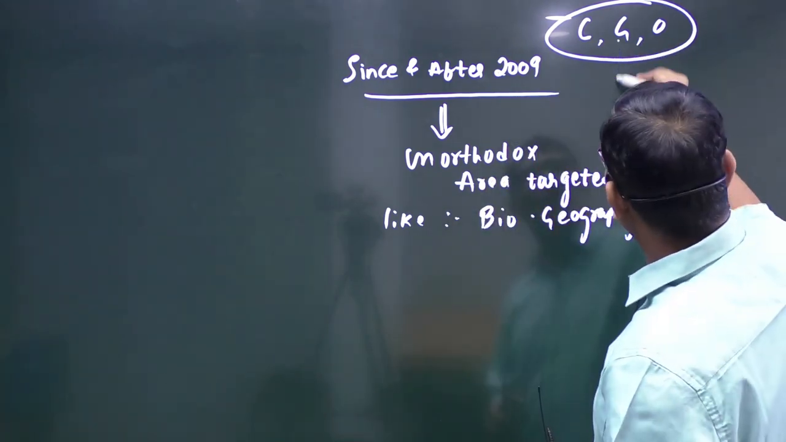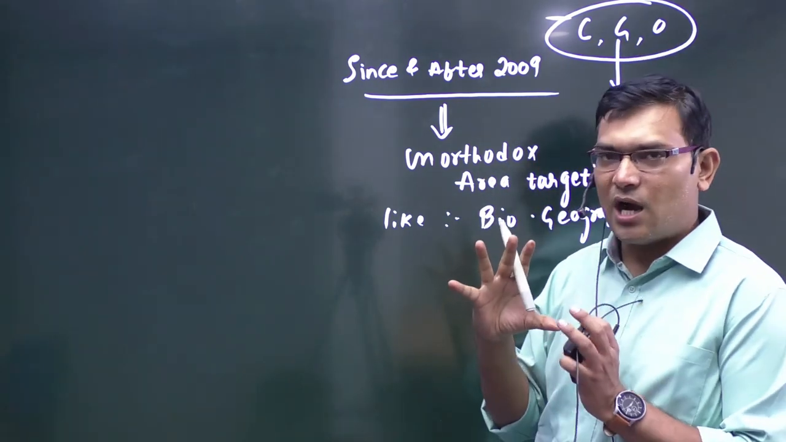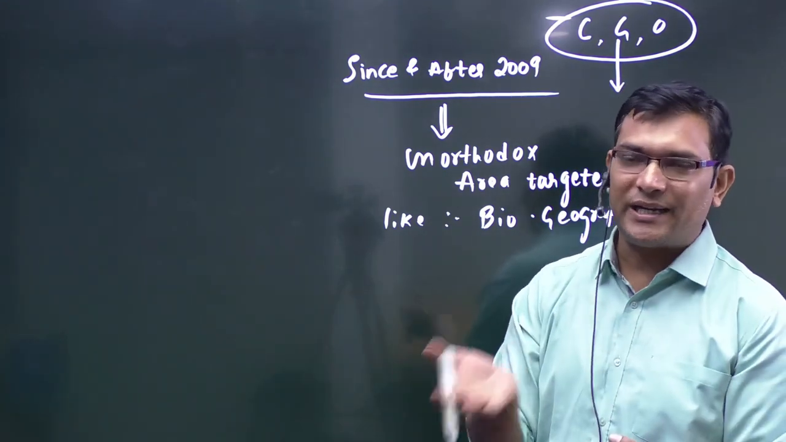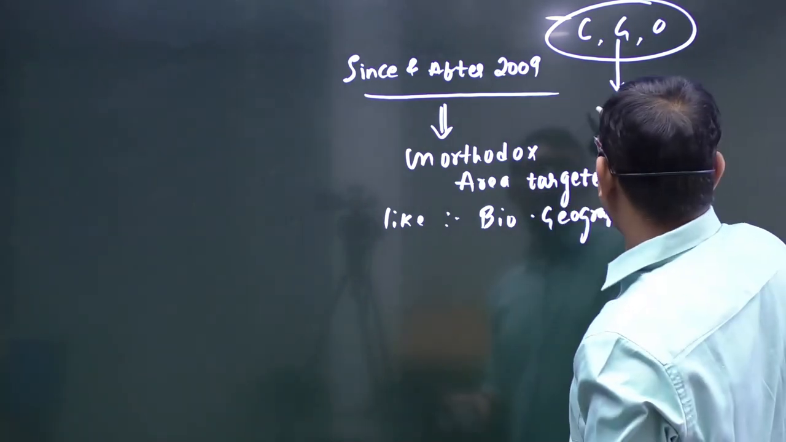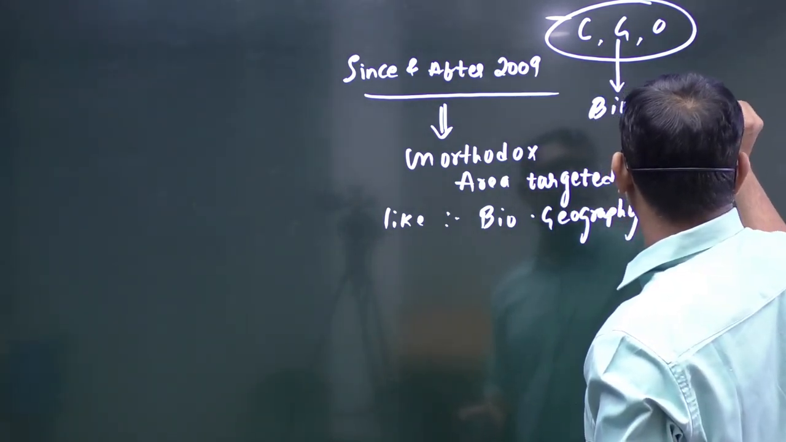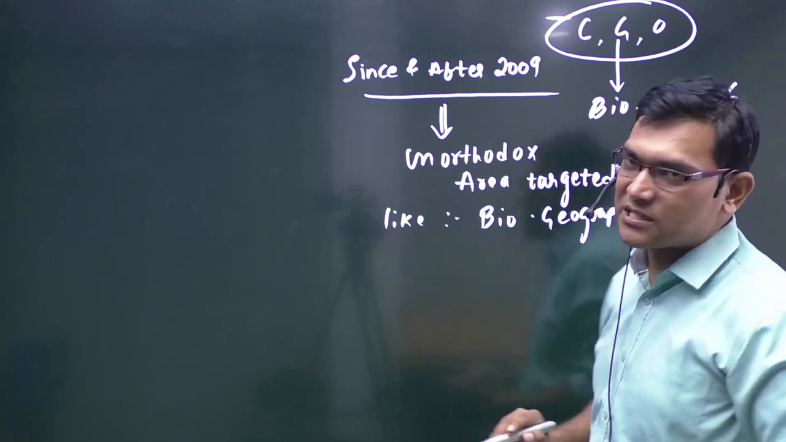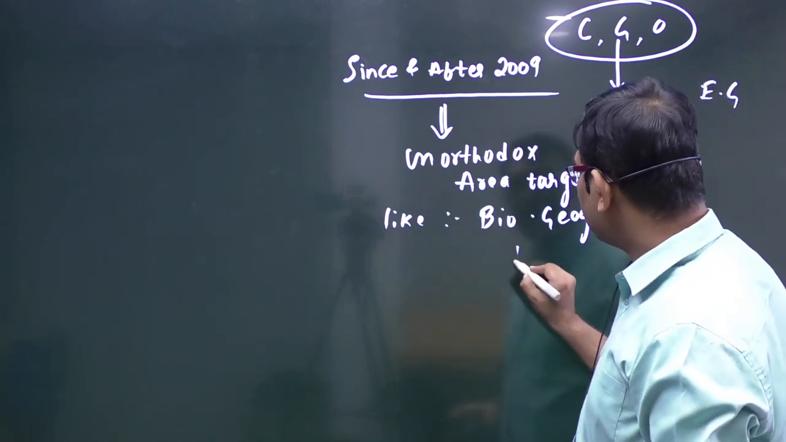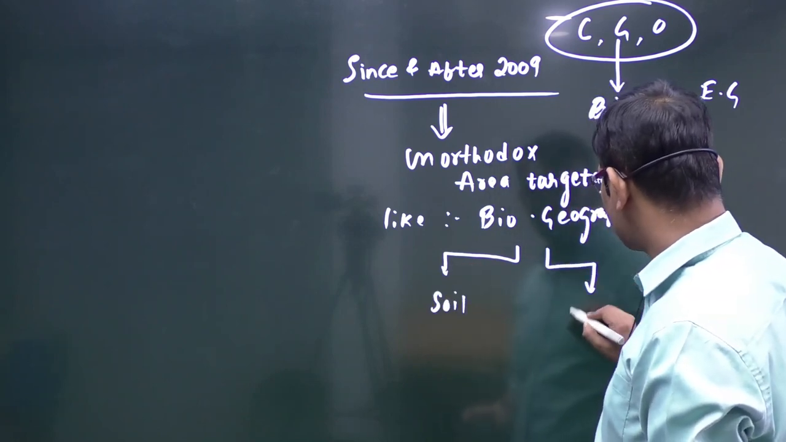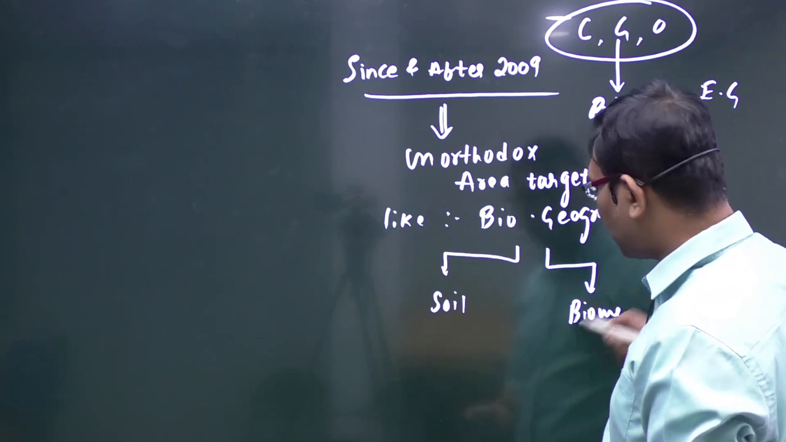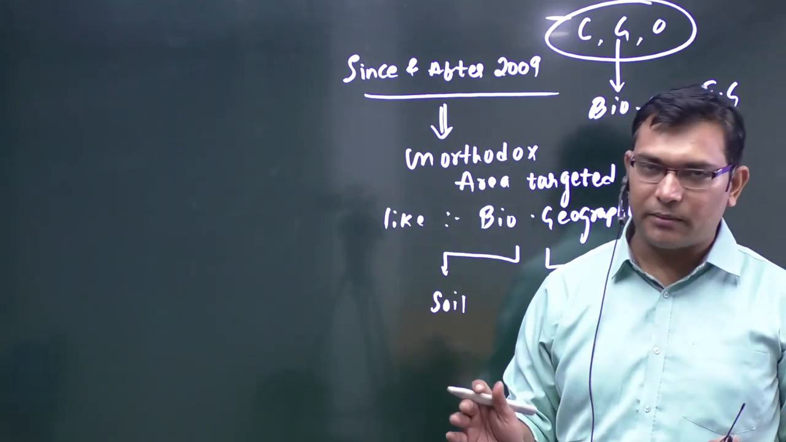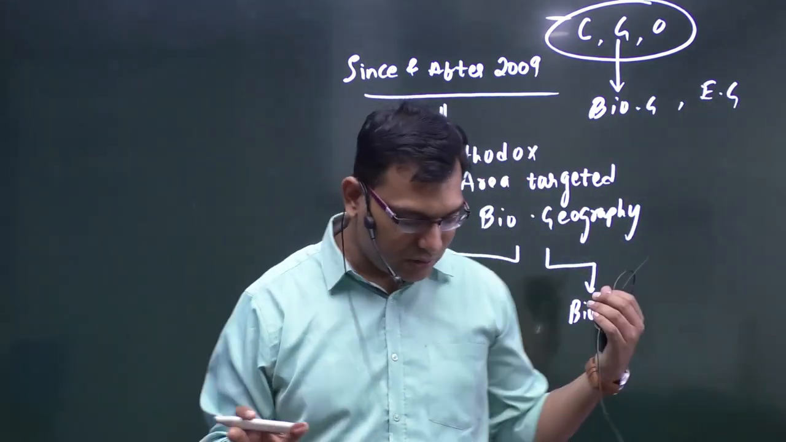See, in geomorphology, if the questions are unorthodox, what will you do? You cannot attempt the other questions. So biogeography, which is very easy, and environmental geography, which is very easy, they miss this. And in biogeography also, there were only two topics, soils and biomes.